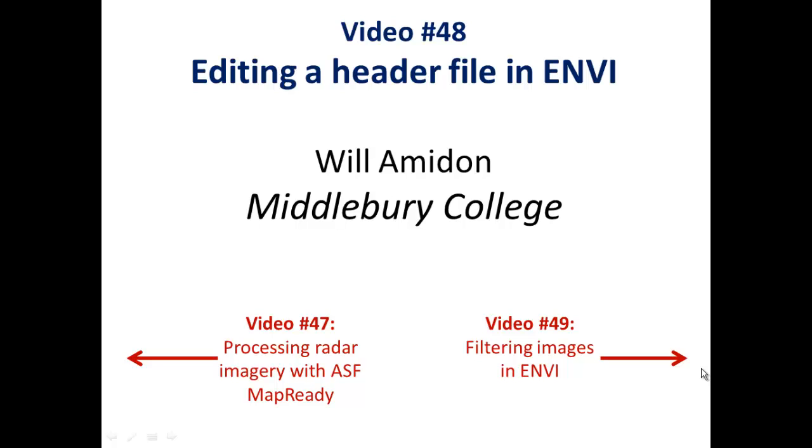Hey, welcome back to video number 48, editing a header file in ENVI. In the last video, I showed you how to take level 1 radar data and process it using the MapReady software from Alaska Satellite Facility. The images that we're processing are actually JERS-1 radar data from the Middlebury area that we're going to use to map wetlands in the Middlebury area.